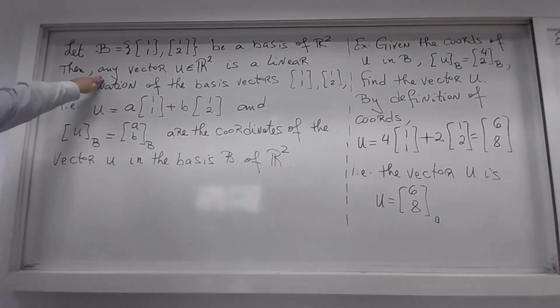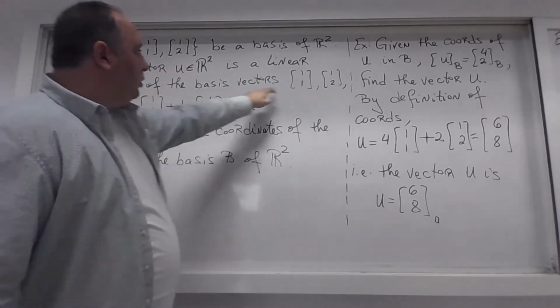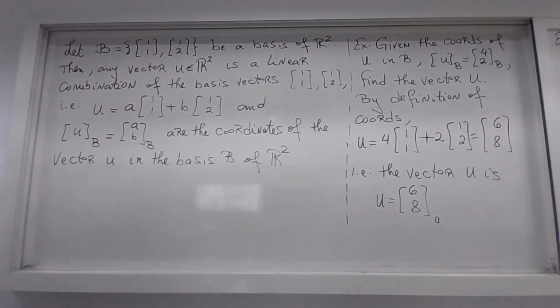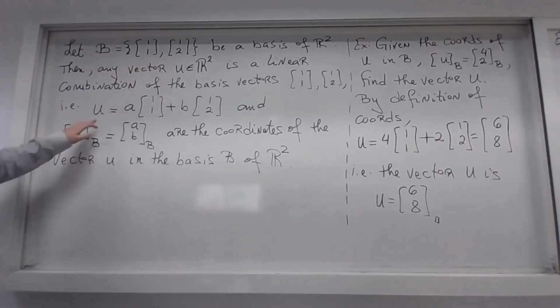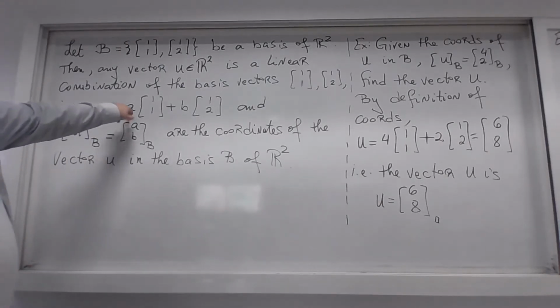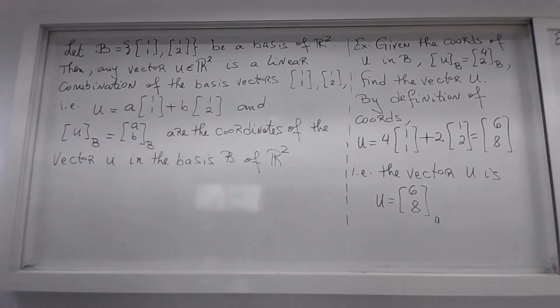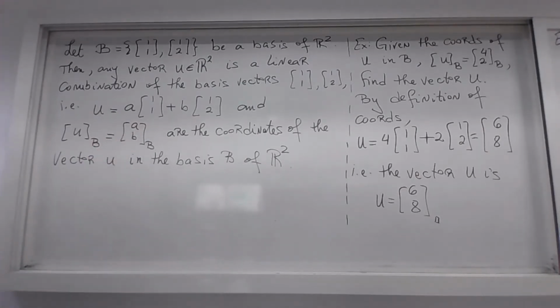So by the definition of a basis, we know that any vector in R2 is a linear combination of basis vectors, right? Any vector in R2 is a linear combination of basis vectors 1, 1, and 1, 2. But that's normal because R2 is the span of B, the span of these 2 vectors. So that's just the definition. So u is equal to some number a times vector 1, 1 plus some number b times vector 1, 2. So that means that the coordinates of a vector u in basis B are these numbers a and b. Okay, so those are the coordinates of vector u in a basis B.